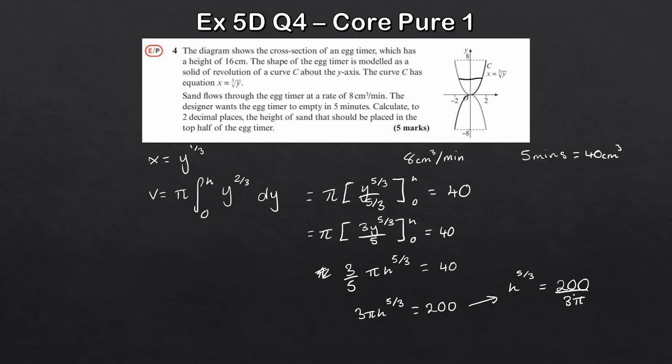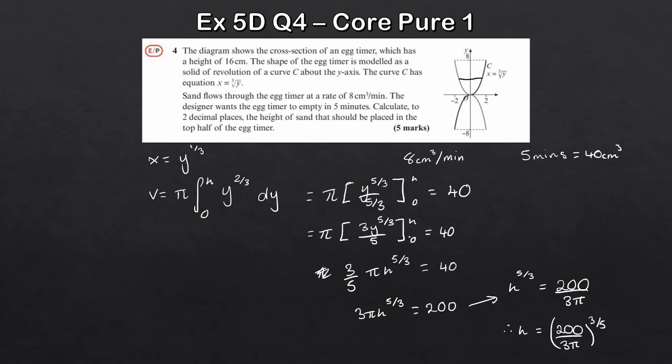I mean, you could have divided it through by 3 and then divide it by pi, but we might as well do it all in one step. And then finally, to just get this value of h, we need to raise it to the reciprocal power. So remember, if you've got like x to the power of half, you raise it to the power of 2. So in this case, I'm going to raise everything to the power of 3 over 5. So therefore, h is going to be equal to 200 over 3 pi to the power of 3 over 5.